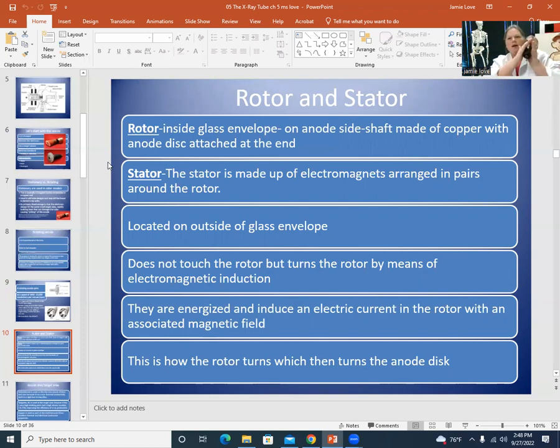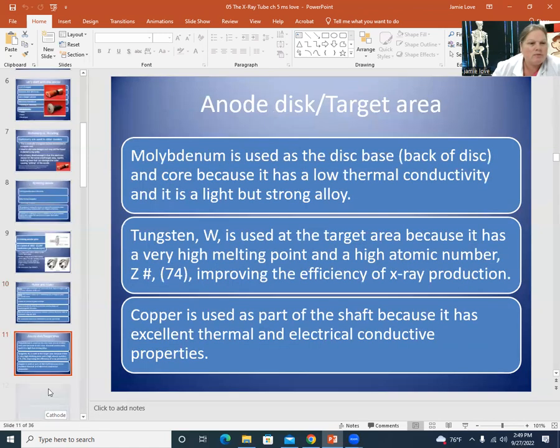The stator would be where my hand is. The magnets would be around the outside of the glass. So rotor inside the glass. On that rotor is the anode disc at the end to spin. The stator is the electromagnets arranged in pairs around the rotor, located outside the glass envelope. Does not touch it, but it turns it by electromagnetic induction. They're energized, induced by electric current, which in turn makes that rotor spin within that magnetic field. This is how we rotate and spin our disc to help dissipate that heat. Very important concept.